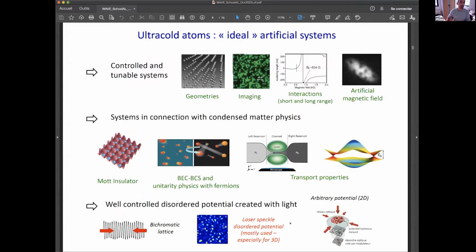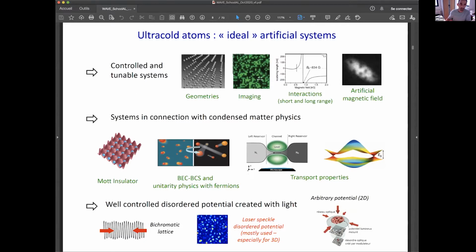Okay, so I should of course start somehow this first general part with this standard advertising slide about ultra-cold atoms, just to say that they're, of course, very well controlled and tunable systems. You can play with geometries, imaging, interaction. You can even try to simulate an artificial magnetic field if you want.